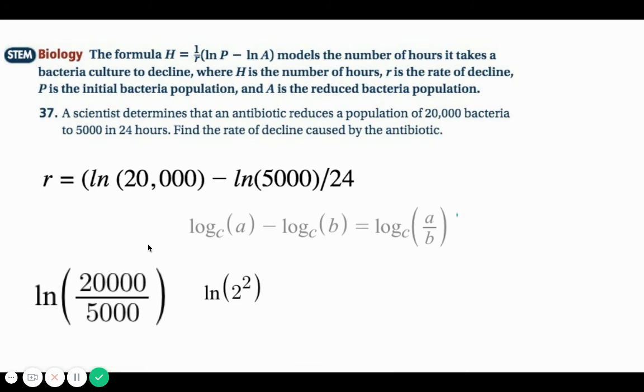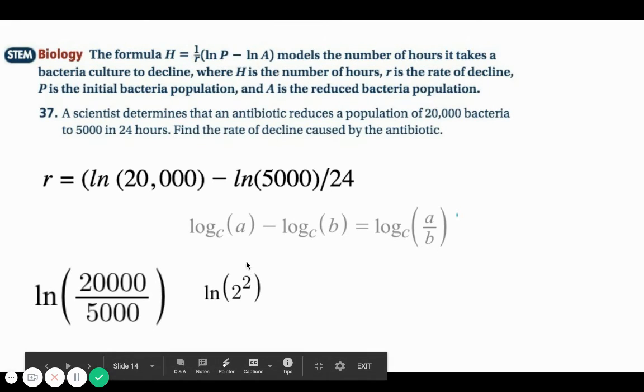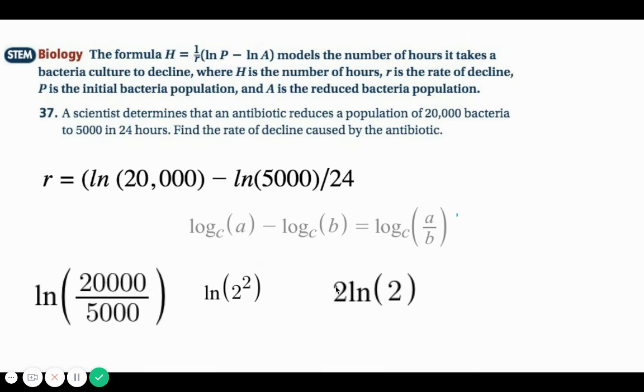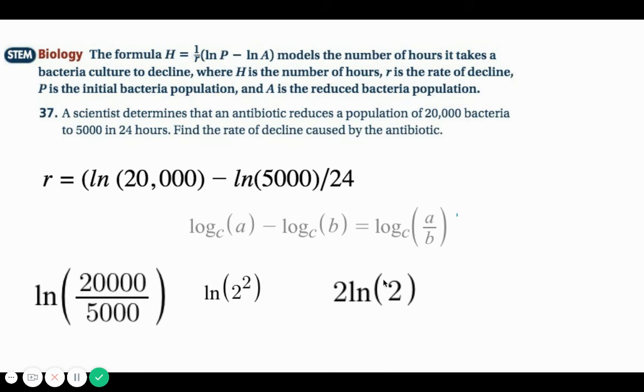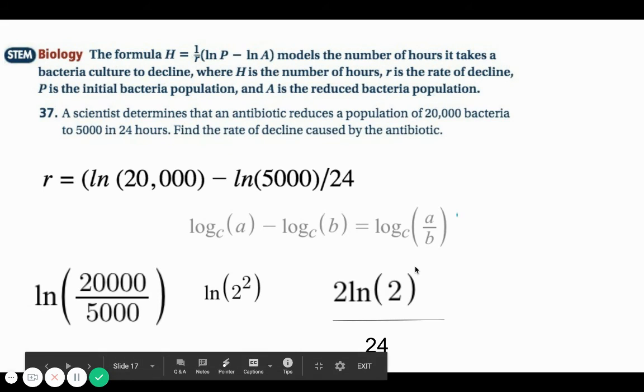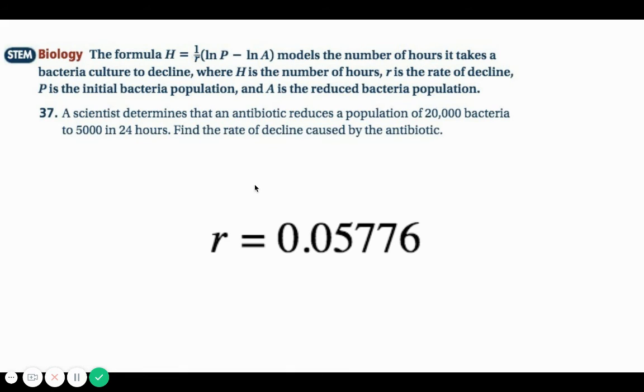And when we plug that into our calculator, we get 4. 20,000 divided by 5,000 is 4. And I simply simplified 4 to 2 to the power of 2 to make this a bit easier for us, because when there's an exponent in a natural log, we have to move it to the outside. So now it's 2 natural log of 2. And remember, we can't forget this over 24. We kind of forgot it for a quick second, but now it's back. So this all simplifies to 2 natural log of 2, all divided by 24. So we plug that into our calculator, and we get this number. So this is the rate of decline, and we have our answer.